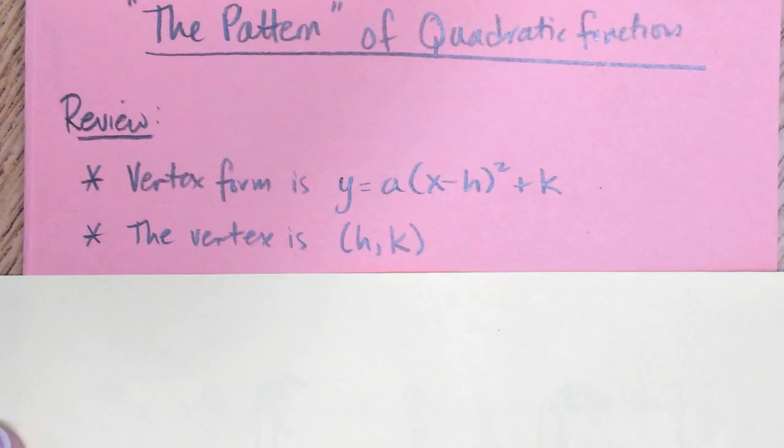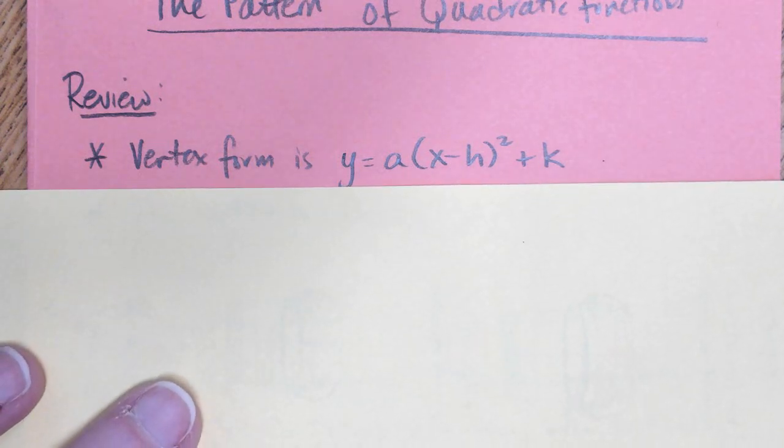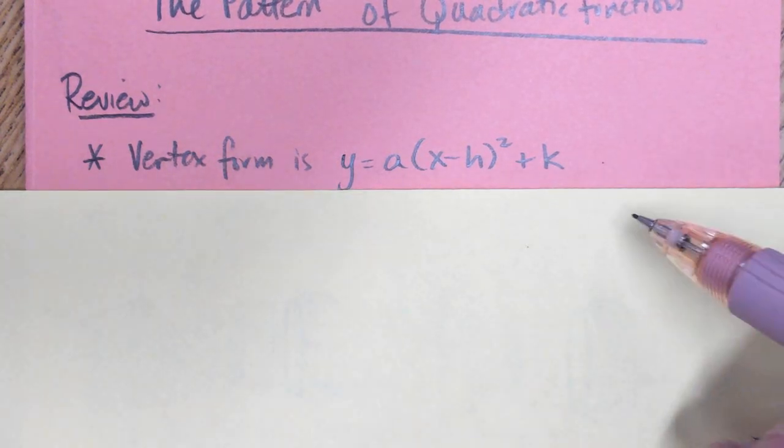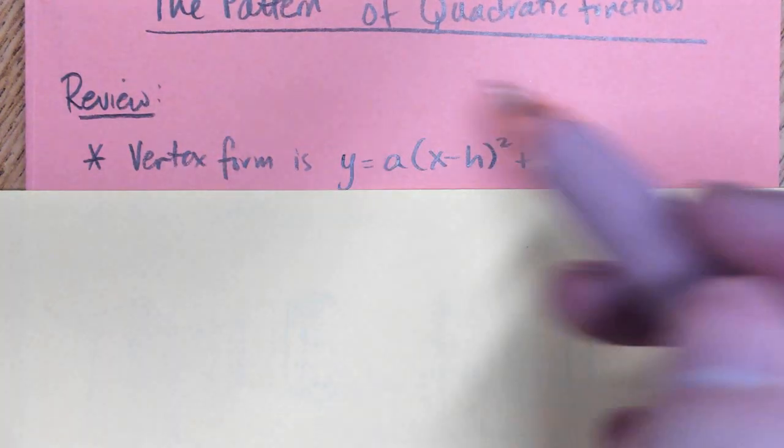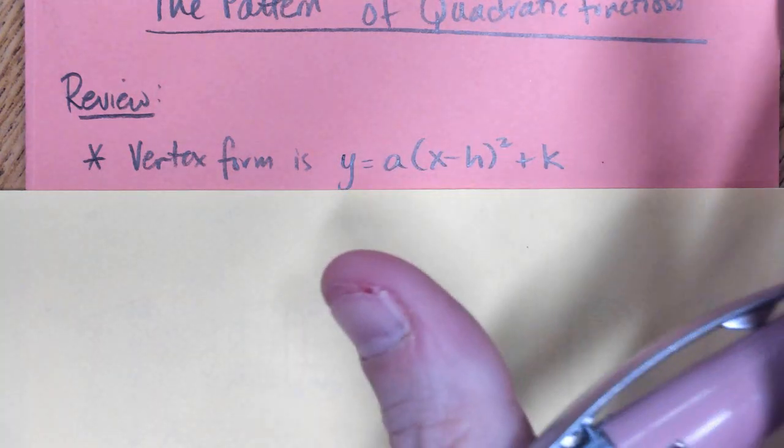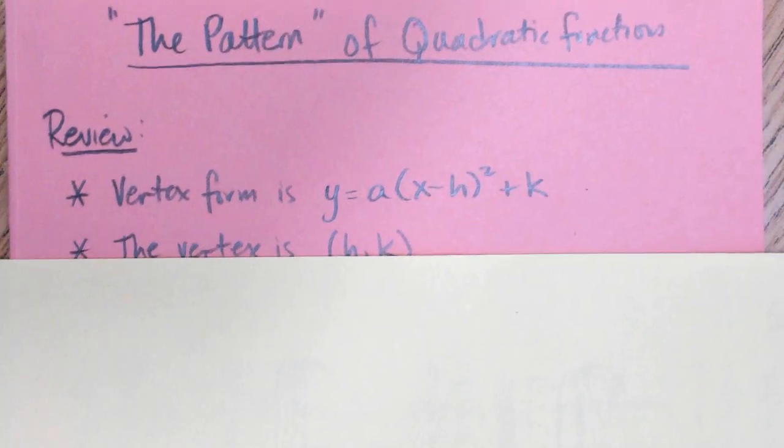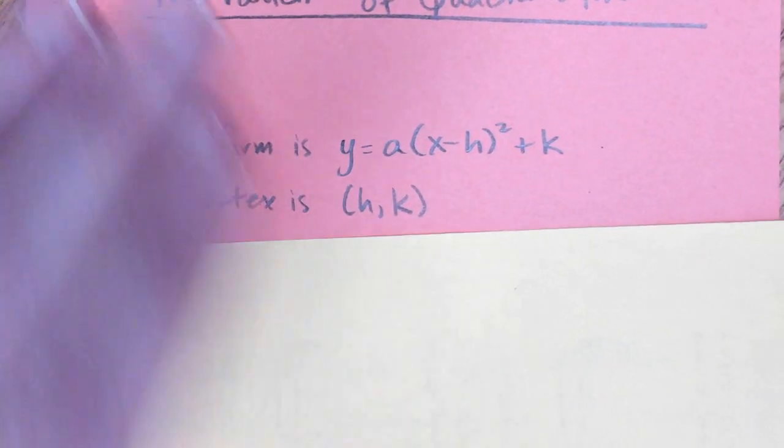Okay, so first of all, we need to review. Vertex form is y equals a times x minus h squared plus k. Now this is on your formula chart. You don't have to memorize it. But we are going to be using that a lot for the next several days, so you've got to keep it in our brains. Also, the vertex is h, k.